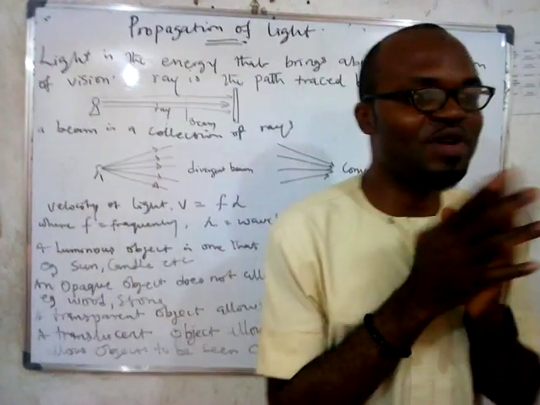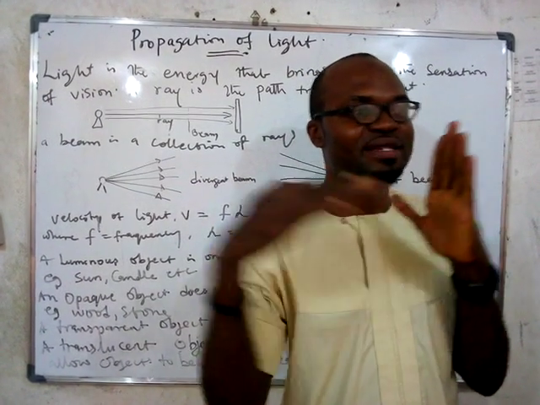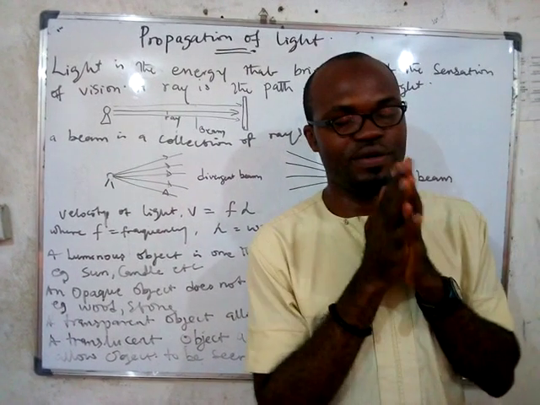In the subsequent class, we are going to be looking at rectilinear propagation of light. And rectilinear simply means movement of light in a what? Straight line. That's what we're going to be looking at.